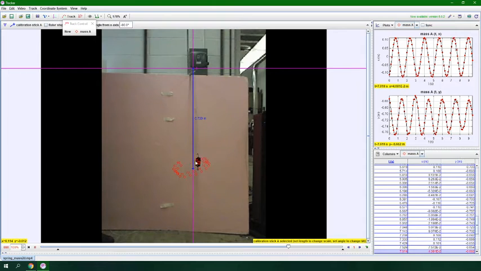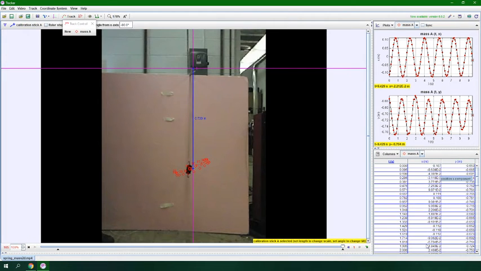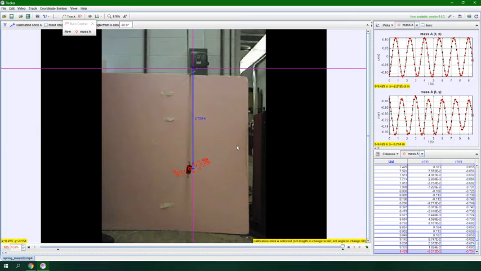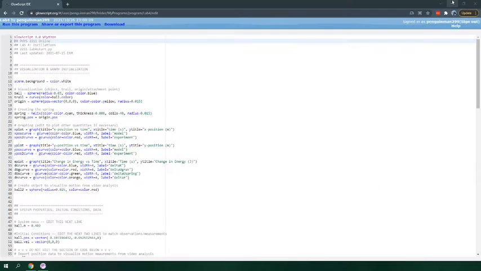And you can see the auto tracker's point selection is always around the center of the object. And now that we have our data all recorded here, we needed to create a model of this system in GlowScript, which I'll show you now.